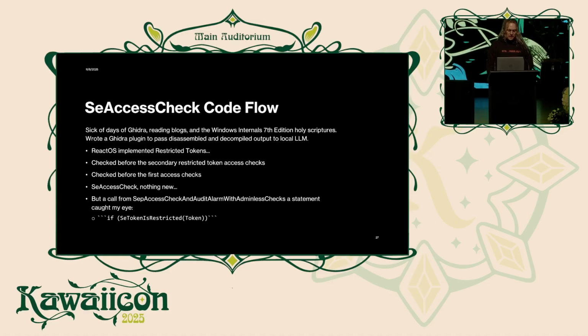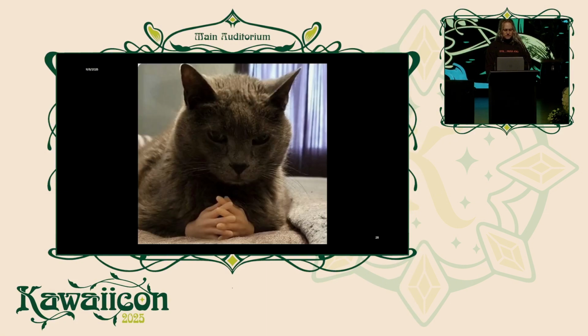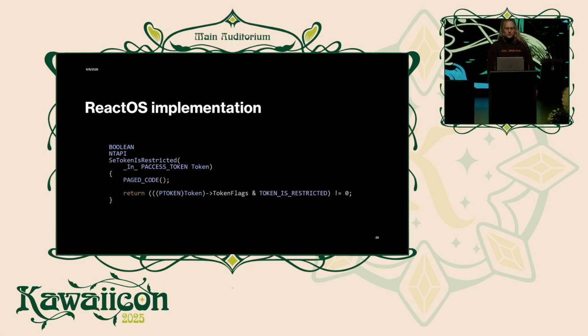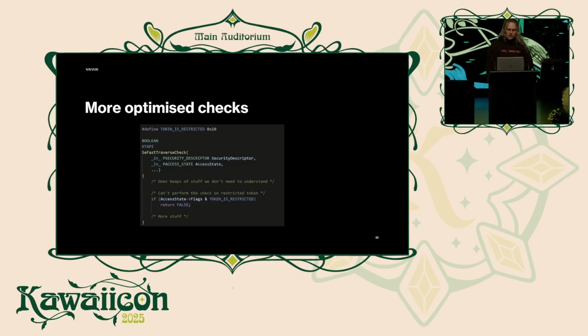There was a function called SeTokenIsRestricted. Okay, what does that do? Could be onto something here. So the ReactOS implementation checked the token's token flags and then did a bitwise AND with this TOKEN_IS_RESTRICTED value. Well, what's that? Poking around some more, I see there's a hash define up the top, the first line in this code snippet, where TOKEN_IS_RESTRICTED is hex 10.